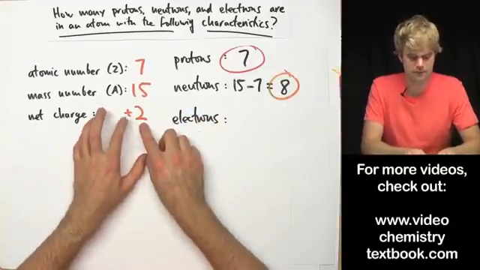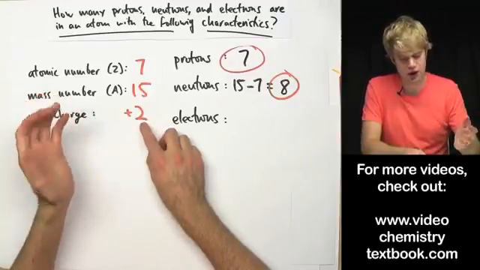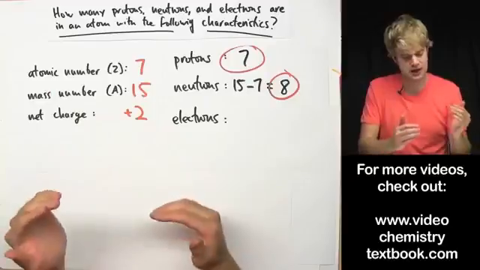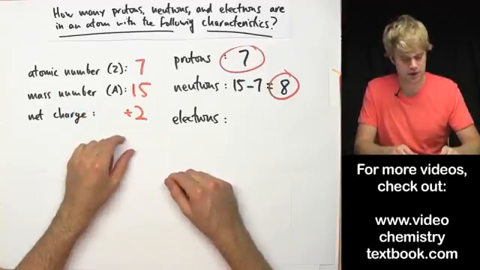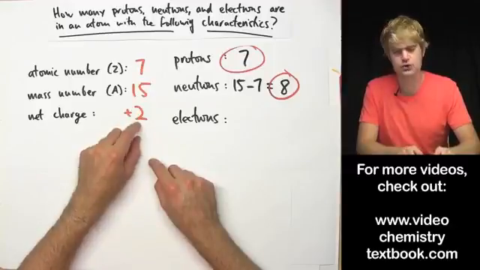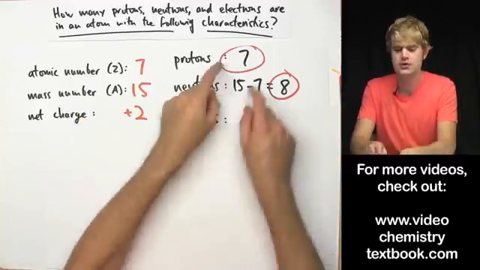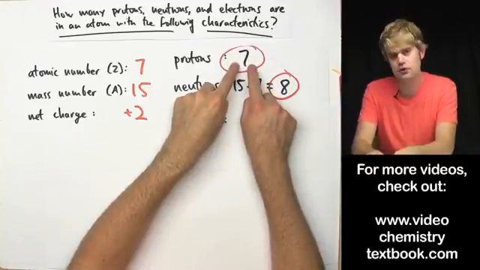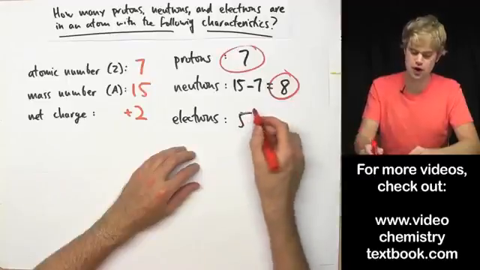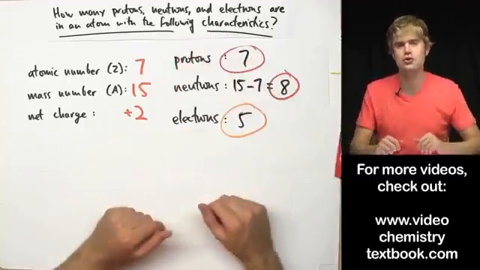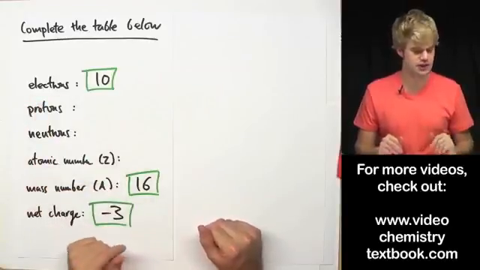Net charge here is plus 2. If I have a positive net charge with a certain number, that's telling me how many more protons I have than electrons. So in this case, net charge of plus 2, there are 2 more protons than electrons. Since I have 7 protons, that means that I have to have 5 electrons for me to get a 2 plus charge. Here's a table with various characteristics of a certain atom.